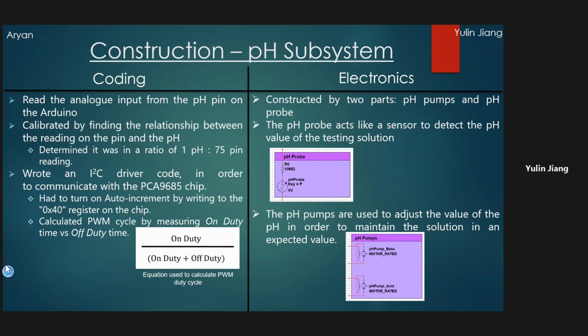For the other part, which is the pH pumps, they are high current loads. They are used to change the pH value of the solution by adding base or acid. Both are 6 volt 1 ampere rated pumps.